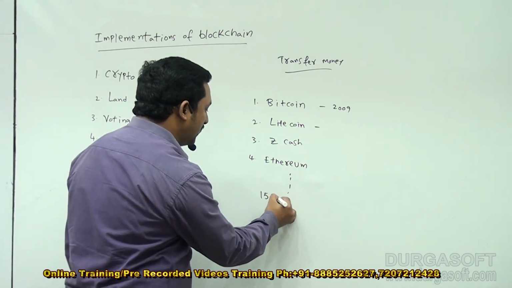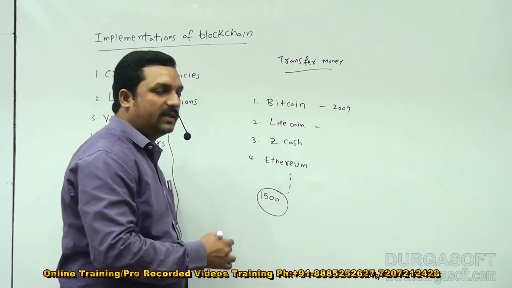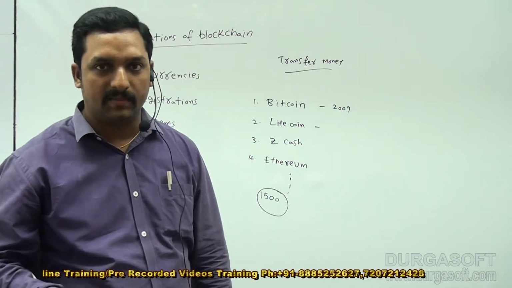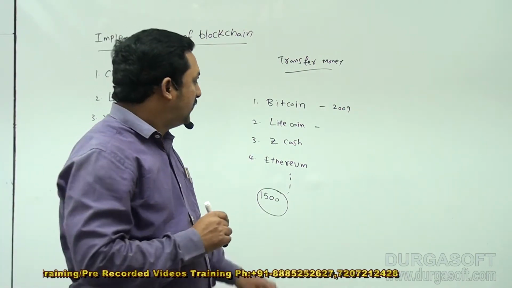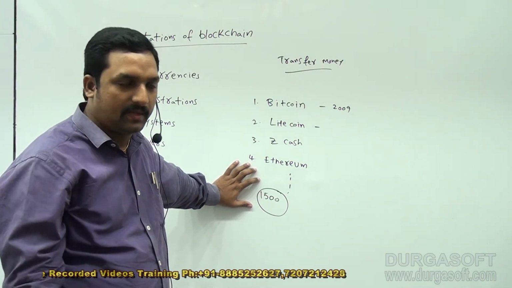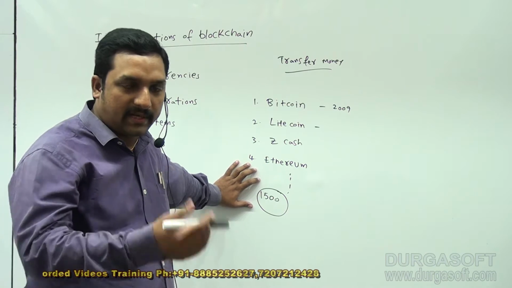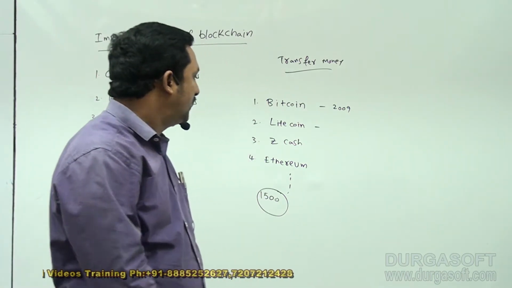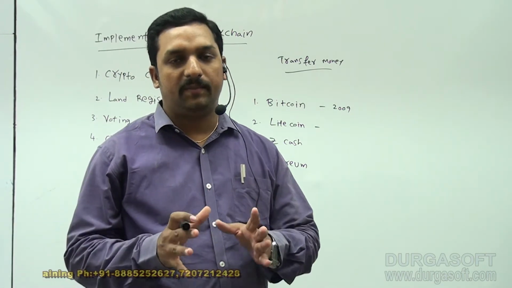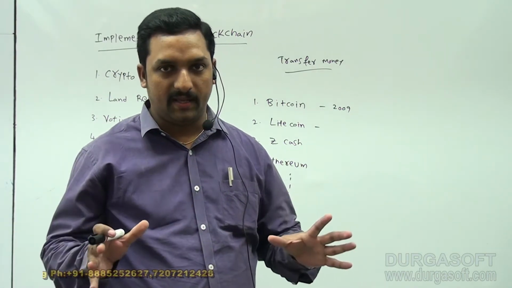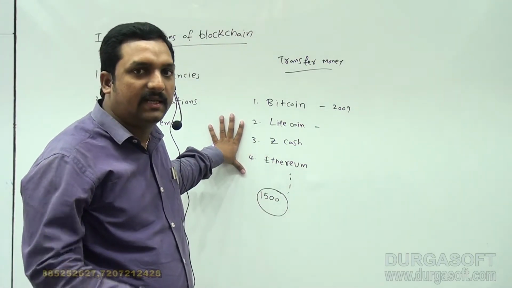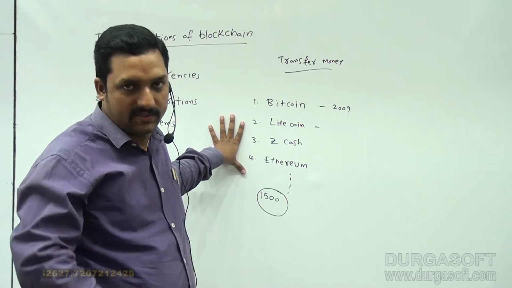Approximately as of today, more than 1500 cryptocurrencies are available in the market. Some are popular, some are not popular, but overall 1500 types of cryptocurrencies are right now available, and people are using them, people are doing transactions. So as of now, approximately 10 to 15% of the world economy is filled with these cryptocurrencies, or you can say digital currencies, 10 to 15%.